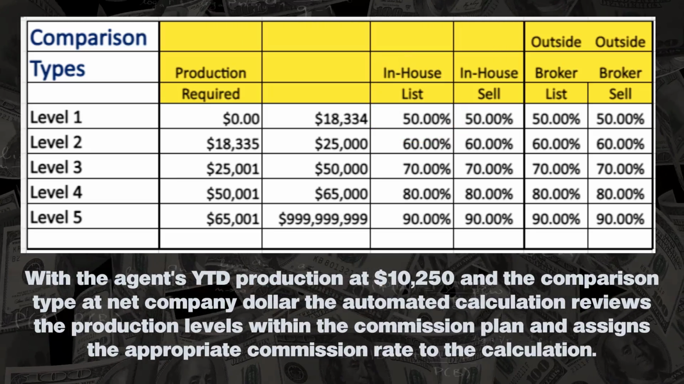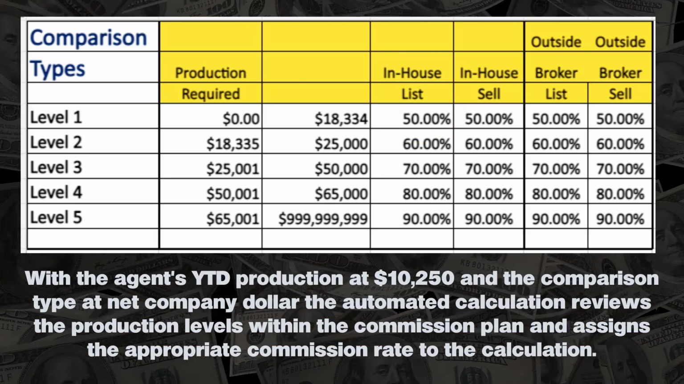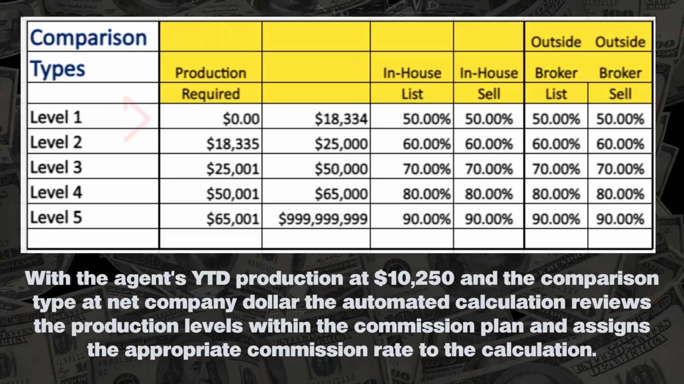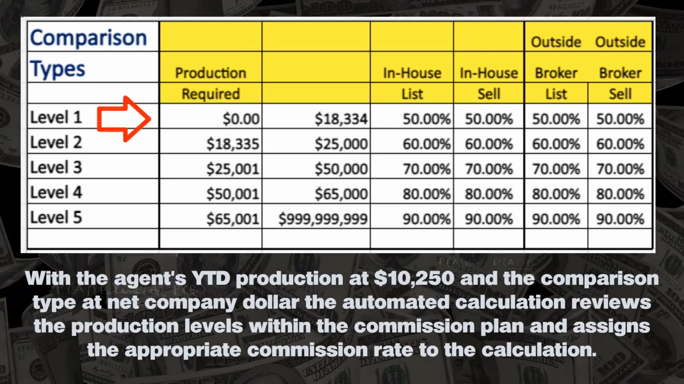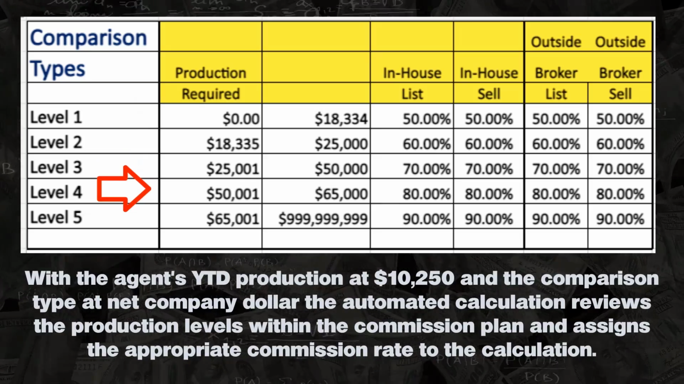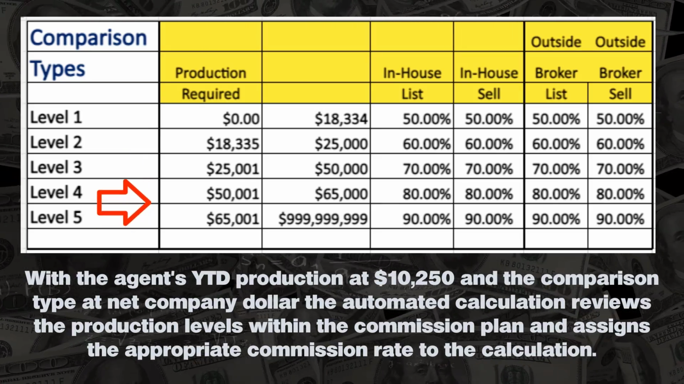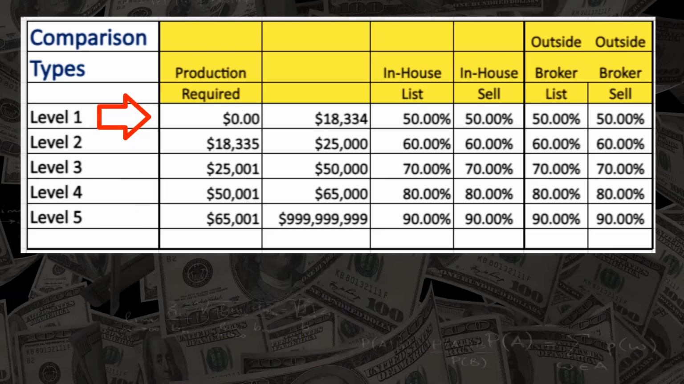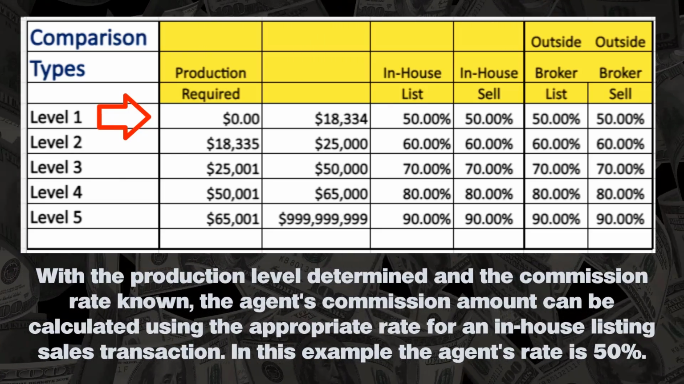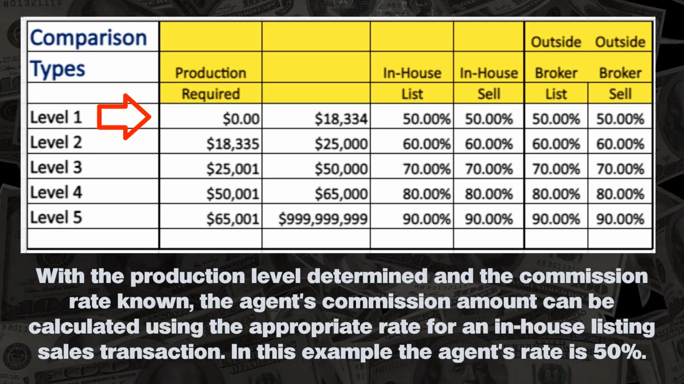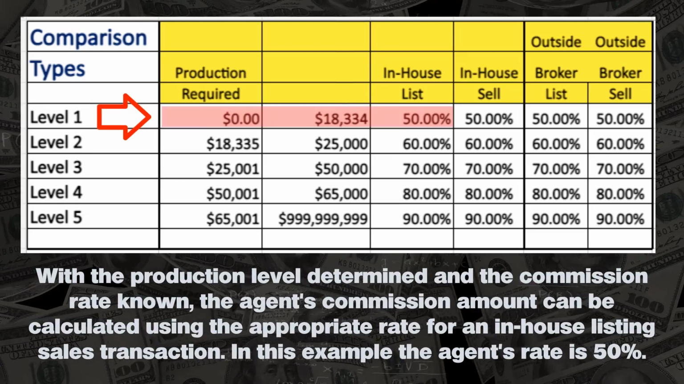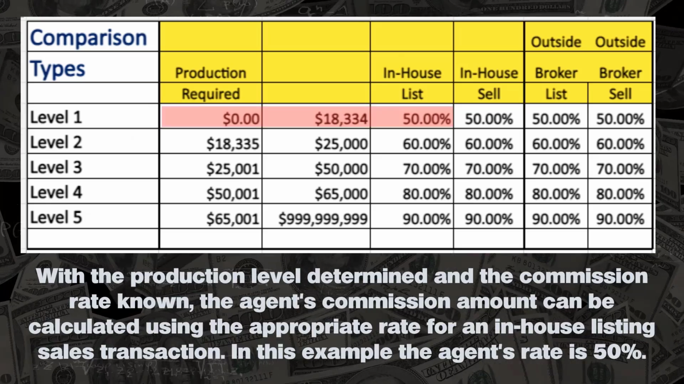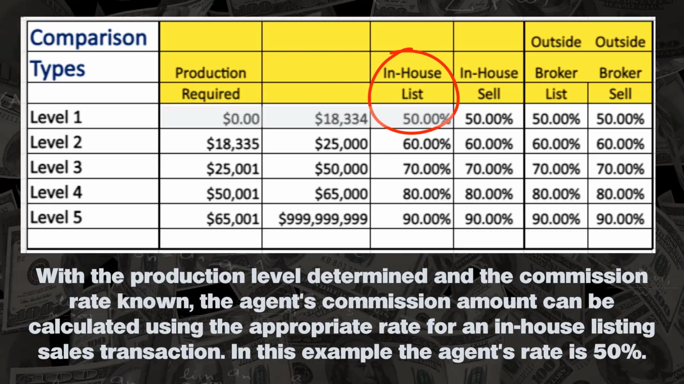With the agent's year-to-date production at $10,250 and the comparison type at net company dollar, the automatic calculation reviews the production levels within the commission plan and assigns the appropriate commission rate to the calculation. With the production level determined and the commission rate known, the agent's commission amount can be calculated using the appropriate rate for an in-house listing sales transaction. In this example, the agent's rate is 50%.